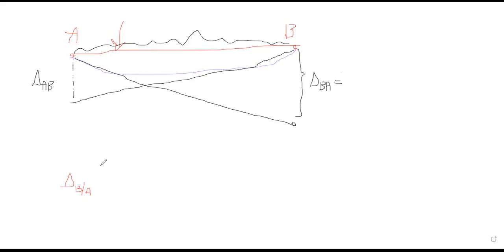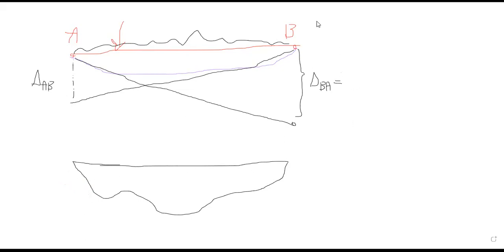So let me draw the bending moment diagram. Let's say it's like this, just an arbitrary curve, so it might not be the actual shape. We'll hope something like this, more realistic.